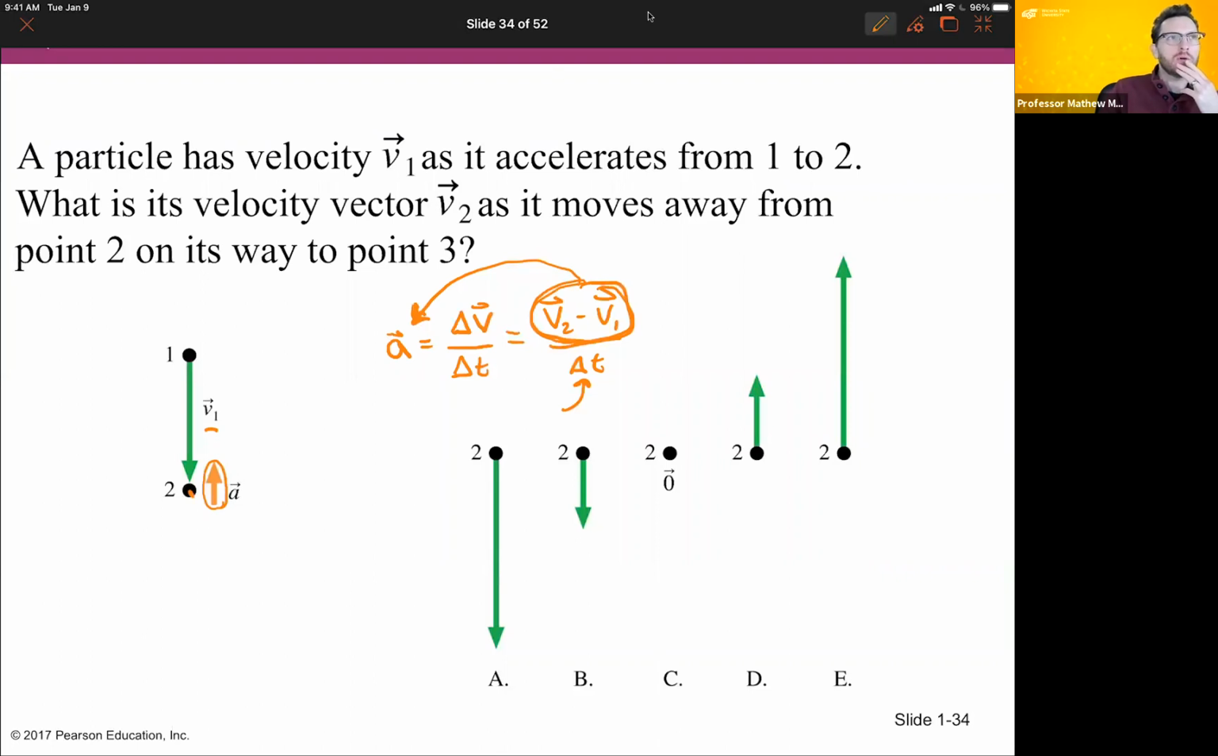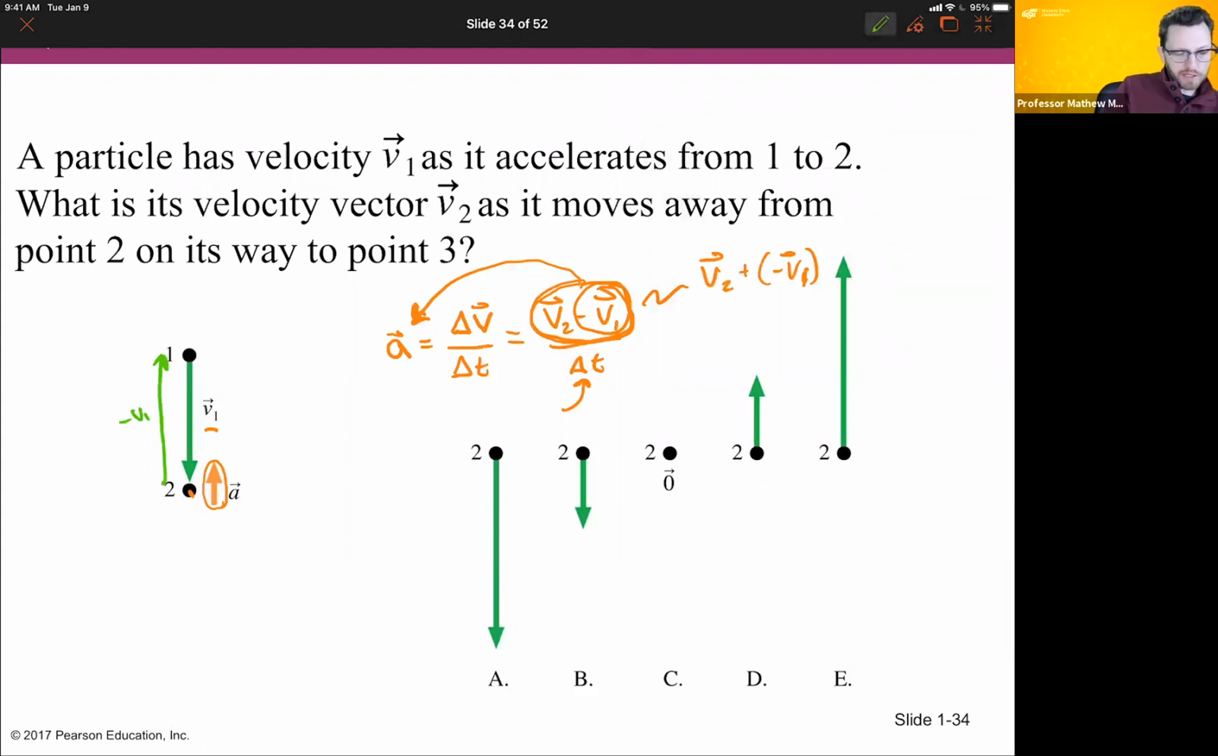Okay, let me go ahead and end the poll. A lot of you selected B. Okay, so let's see what's happening. We've got to find a vector. I already have V1, and I'm going to take V2 minus V1. In order to do V2 minus V1, we just said this is going to be the same thing as V2 plus negative V1. What does negative V1 look like? Well, negative V1 looks like this. There's minus V1.